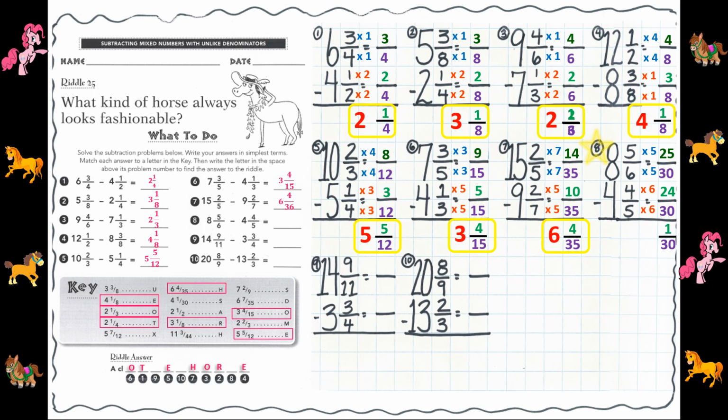I cannot reduce 1 over 30, so I subtract my whole numbers. 8 take away 4 equals 4. The answer to question 8 is 4 and 1/30. This matches with the letter S, so where I see the 8, I write an S.